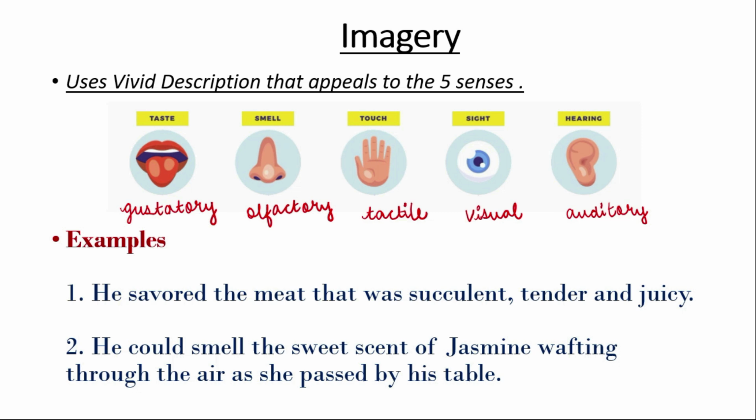The next one: he could smell the sweet scent of jasmine wafting through the air as she passed by his table. So you are imagining the smell, her passing through it because of the sweet jasmine wafting through the air. So here your olfactory sense is kindled. So this is imagery of smell.